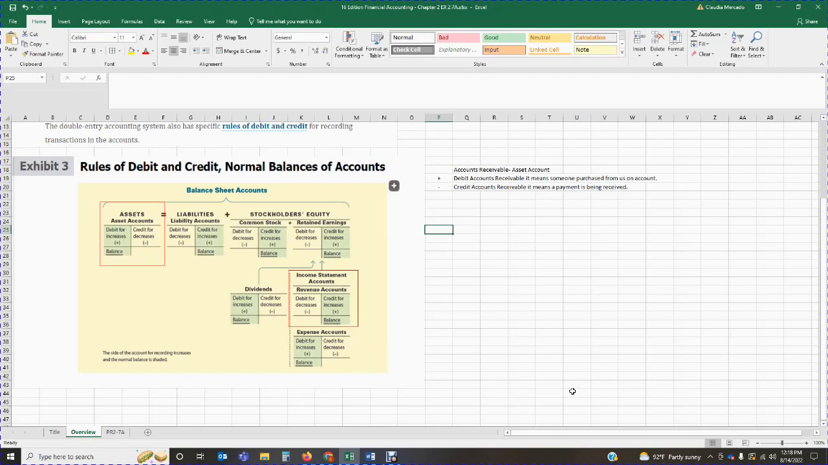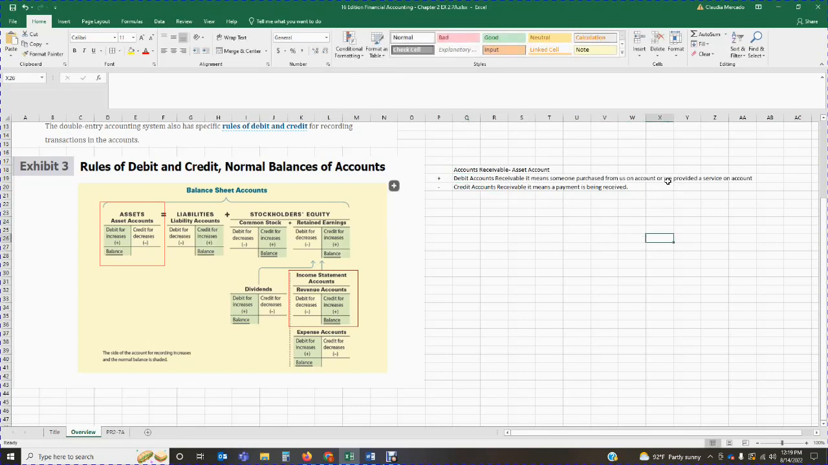We have billed the customer, but they have not paid us. So if we provided a service, but the customer has not paid us, we have to set up a receivable, which is an asset account. So we debit accounts receivable. It means someone purchased from us on account, or we provided a service on account.